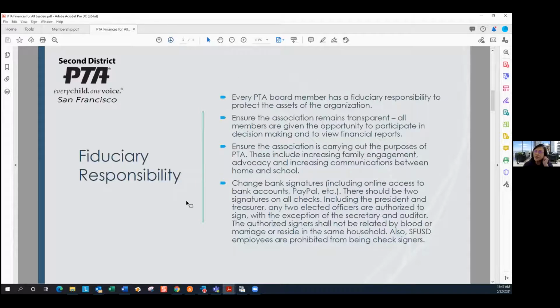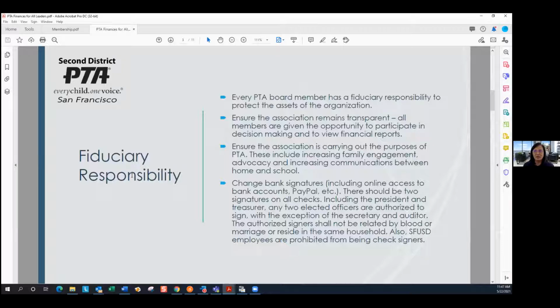So fiduciary responsibility. Every PTA board member has a fiduciary responsibility to protect the assets of the organization. That's just the basis of what everyone should be doing. We want to ensure that everything is transparent through our financial reports and at the meetings, so everyone knows what's going on. And we want to make sure that what we're doing is carrying out the purposes of the PTA.